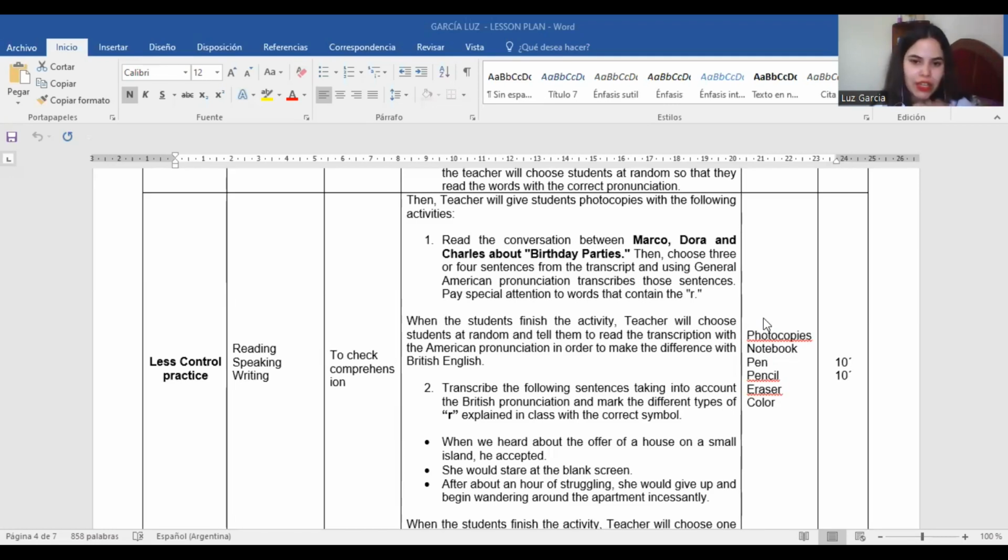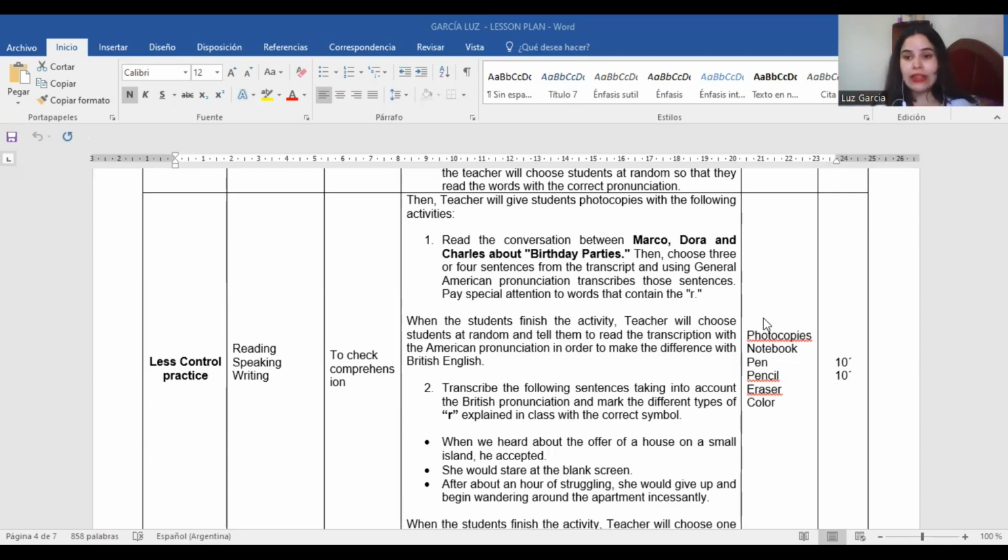When my students finish the activity, I will choose students at random, again, and I will tell them to read the transcription with the American pronunciation in order to show the difference with British English.